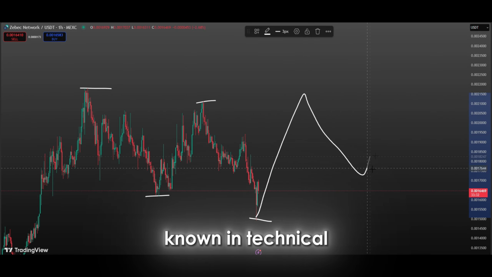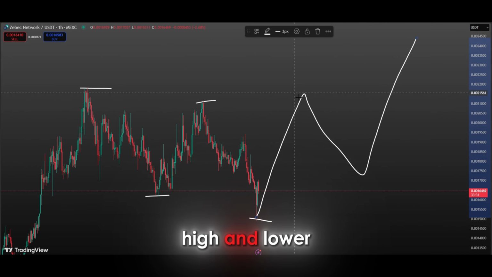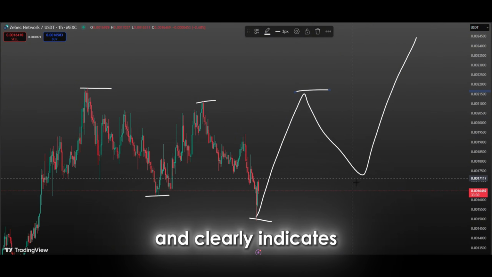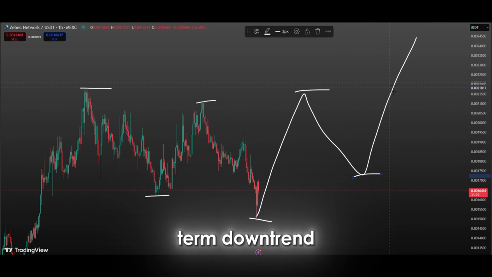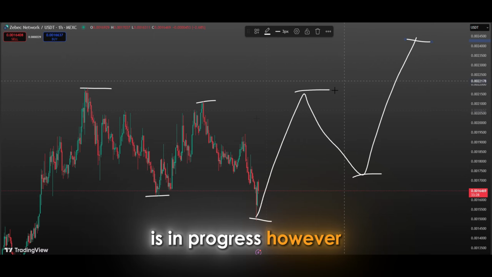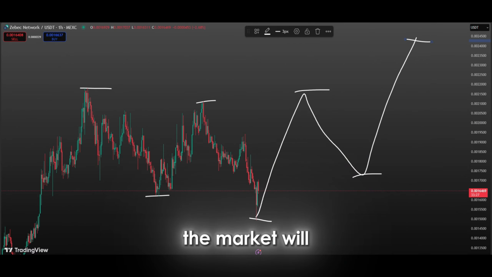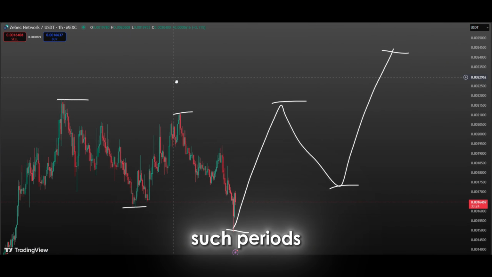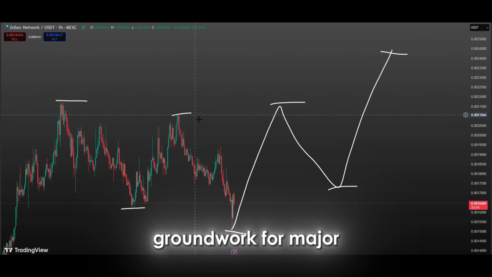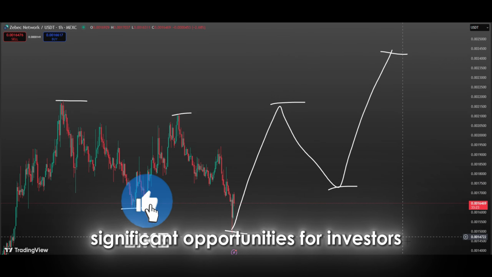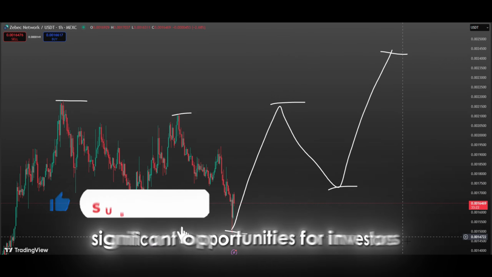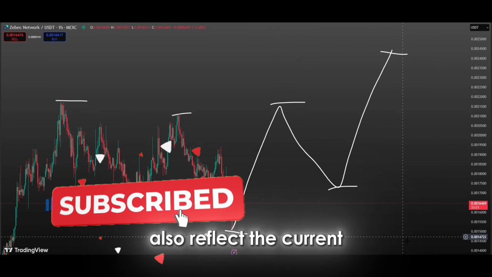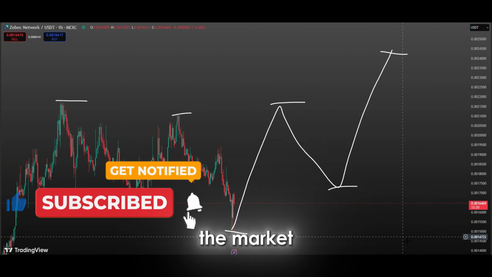This pattern is known in technical analysis as a lower high and lower low formation, and clearly indicates that a short-term downtrend is in progress. However, this bearish trend does not mean the market will continue in this direction forever. On the contrary, such periods often serve as the groundwork for major trend reversals and can present significant opportunities for investors. Lower highs and lower lows also reflect the current psychological state of the market.